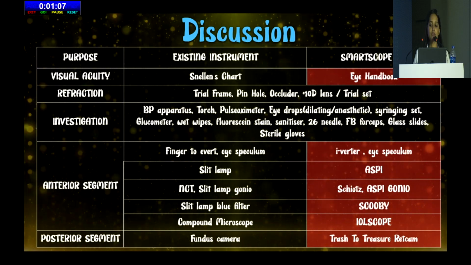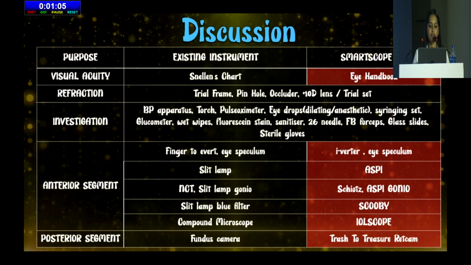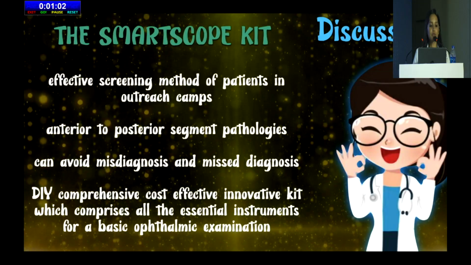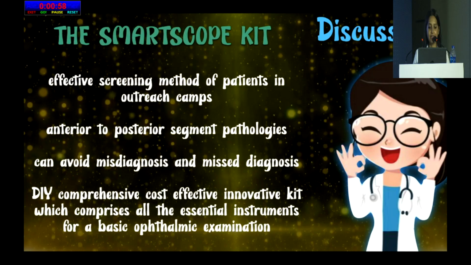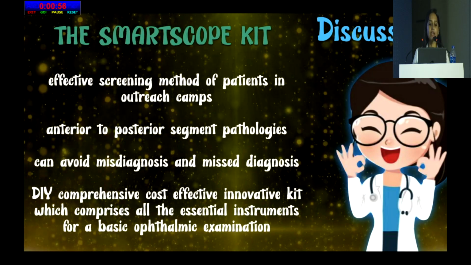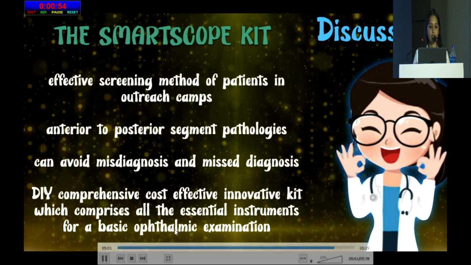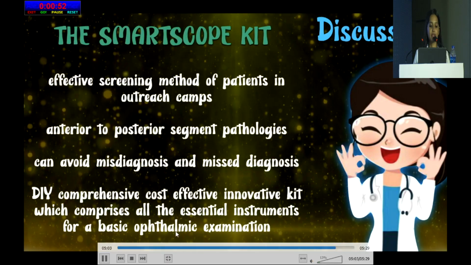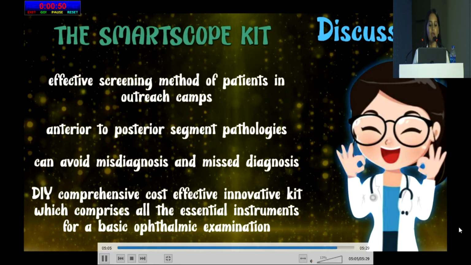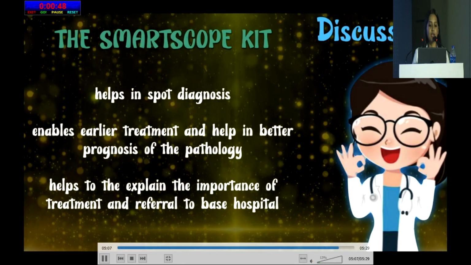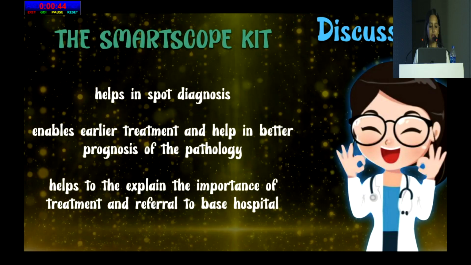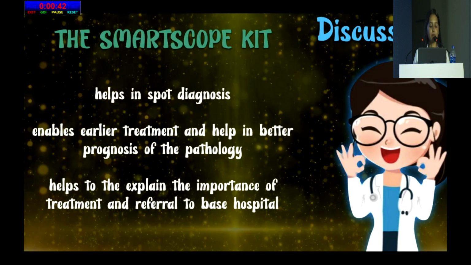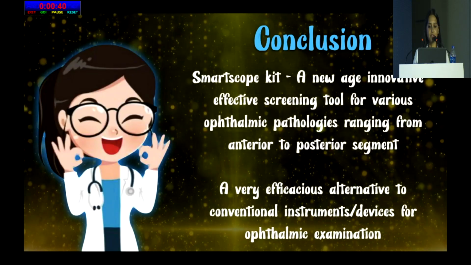We also use the iVerter and Gonio ASPE for lid eversion. So it is an effective screening method for patients in outreach camps, from anterior to posterior pathologies, and can avoid misdiagnosis and missed diagnosis. It's a do-it-yourself, comprehensive, cost-effective, innovative kit which comprises all essential instruments, and it helps in spot diagnosis, earlier treatment, and better prognosis of the pathology, and helps to explain the importance of treatment and referral to the base hospital.